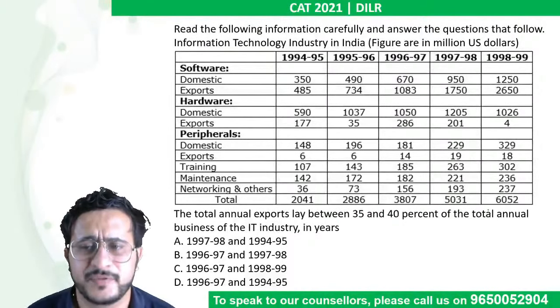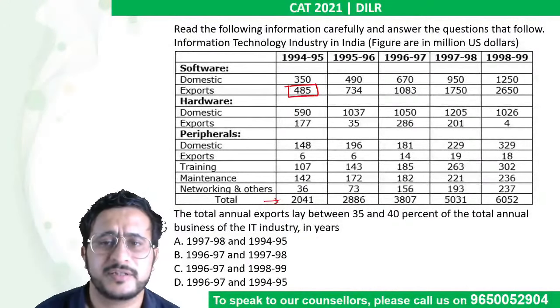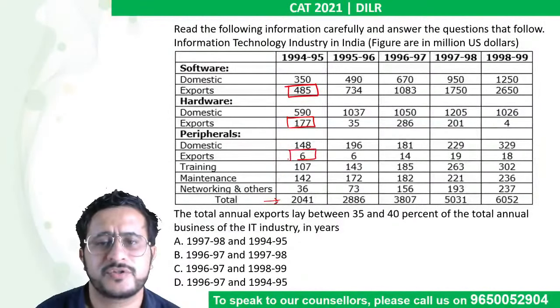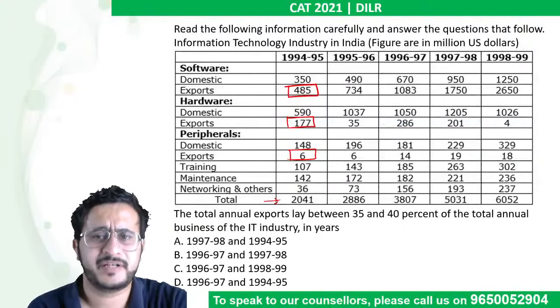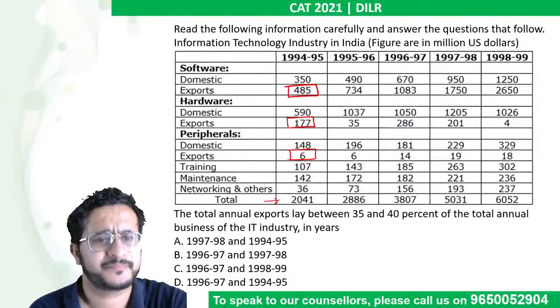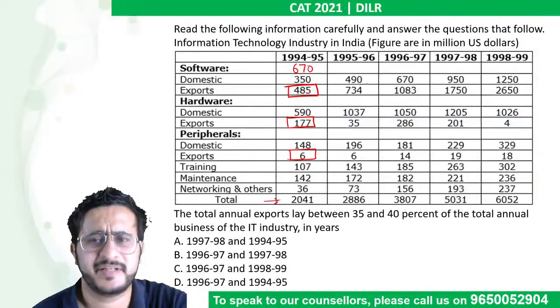Rough estimate. And total annual business. This is the total business. What is the total export? This plus this plus this. So let us find the total exports. I am doing a very rough calculation. I am taking it at 490 and 180. 670, very rough calculation. 730 and 40, 770.